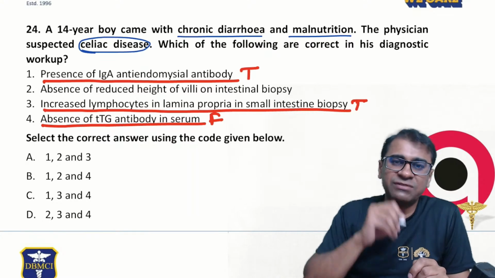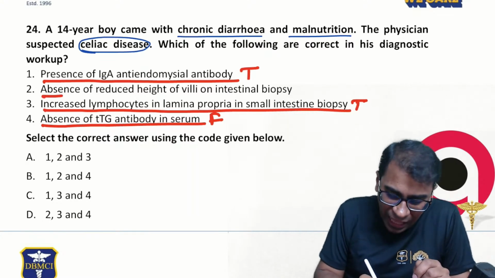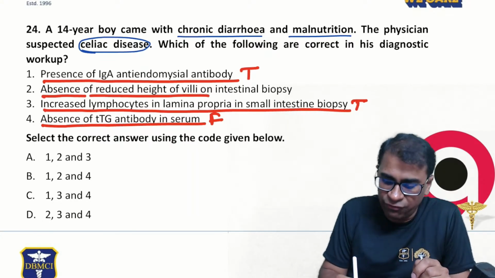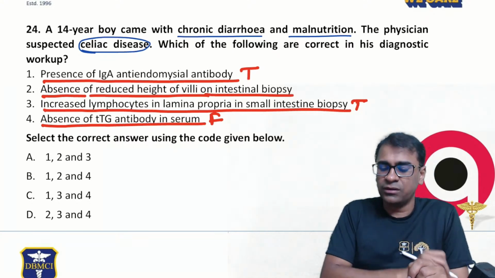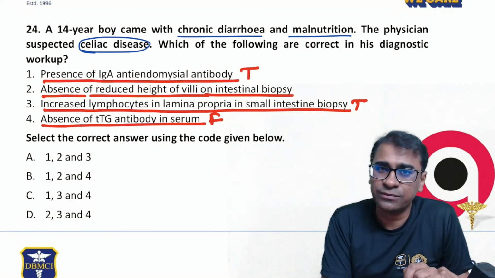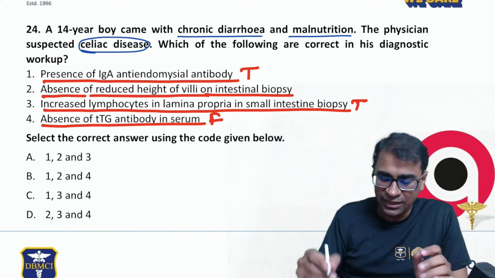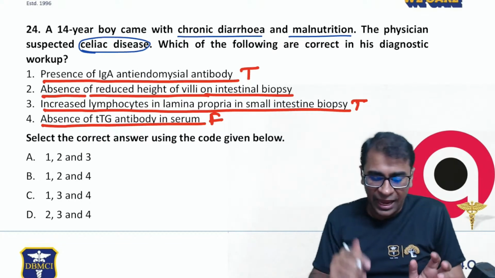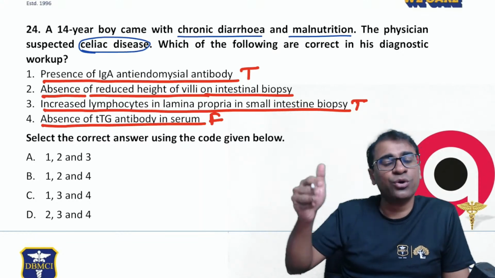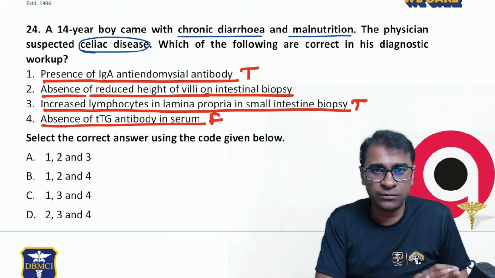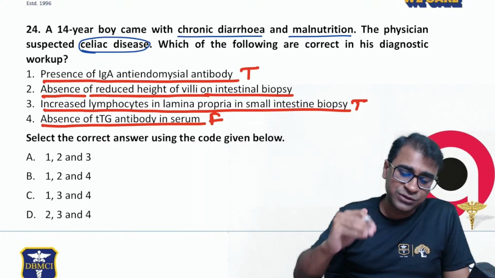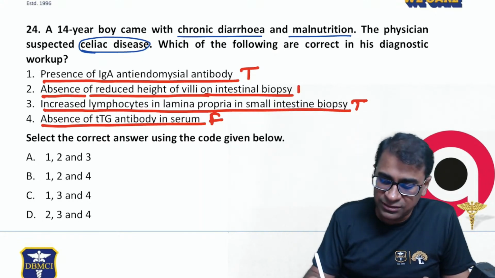Increased lymphocytes in the lamina propria, yes, that's true. Now option B is very tricky. What is it trying to say? Absence of reduced height of villi on the intestinal biopsy. Actually, it's a very tricky statement. Had the question been absence of villi, that would have been a true option. Now the question says absence of reduced height of villi, that is a false option.